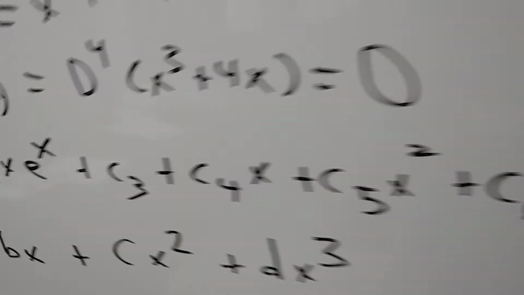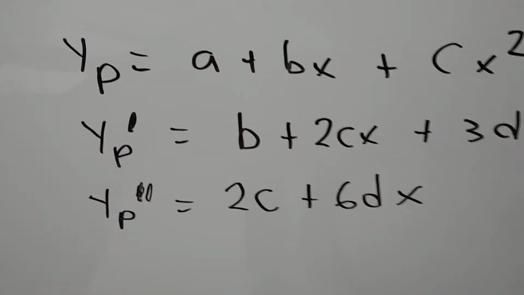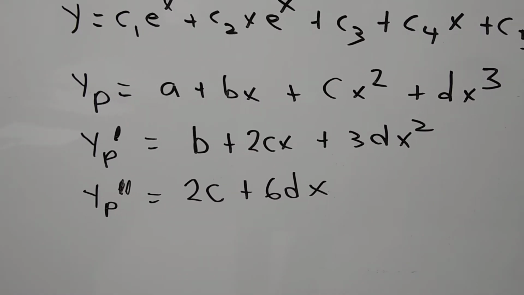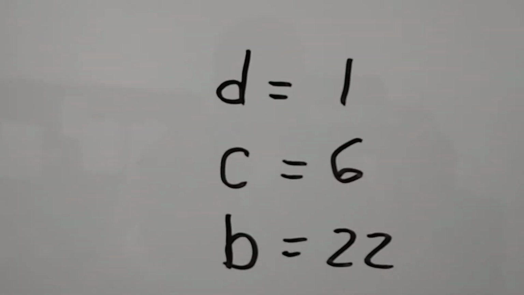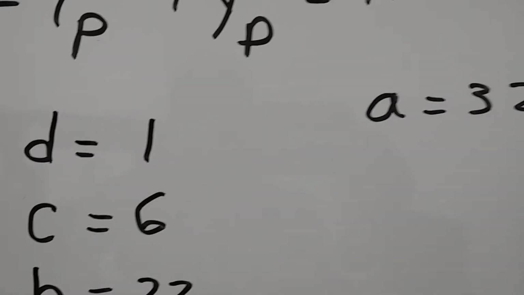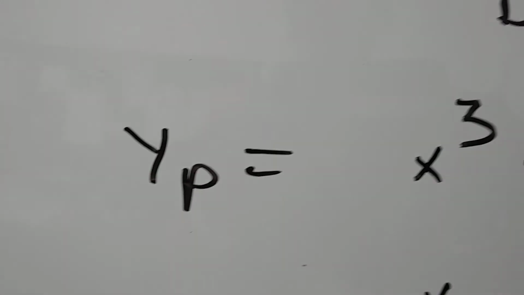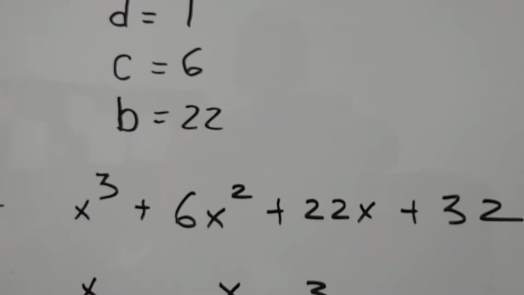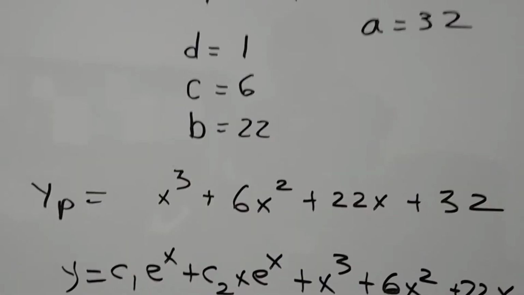Doing my substitution using my y sub p, my y sub p prime, and my y sub p double prime, I come out with d equal to 1, c equal to 6, b equal to 22, a equal to 32. So my y sub p then is x cubed plus 6x squared plus 22x plus 32.